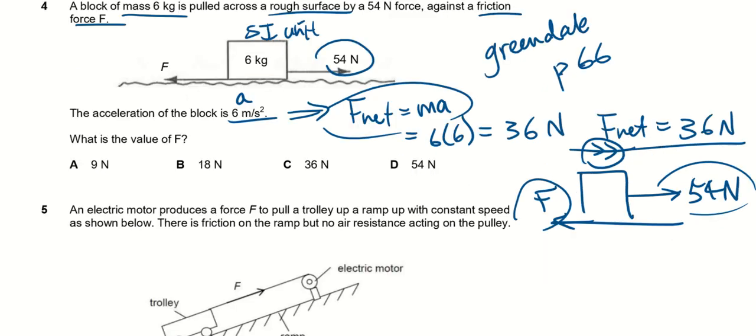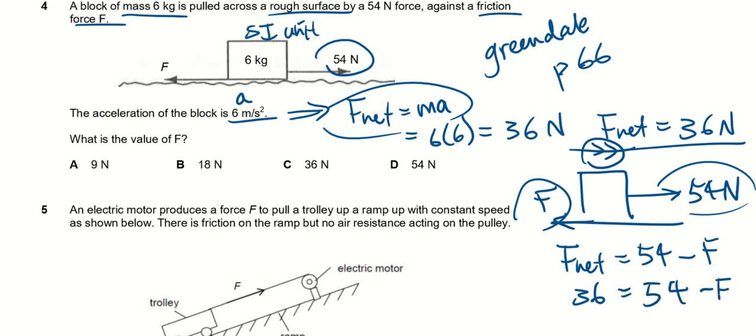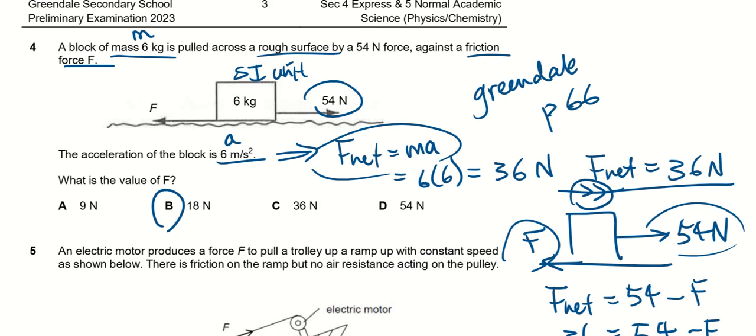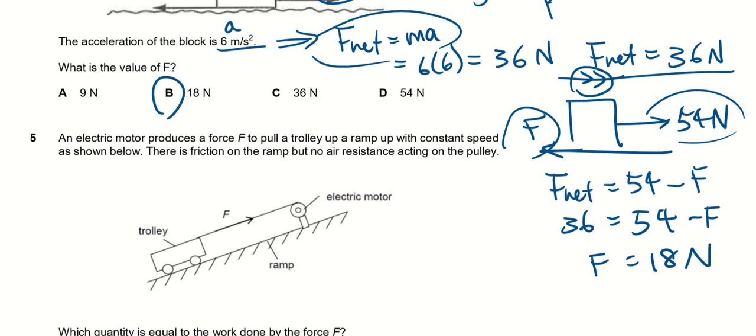Therefore, F net is equal to the larger force minus the smaller force. So 36 equals 54 minus F. That means my F is going to be 18 Newtons. So B is the answer for this. So always draw your free body diagram.